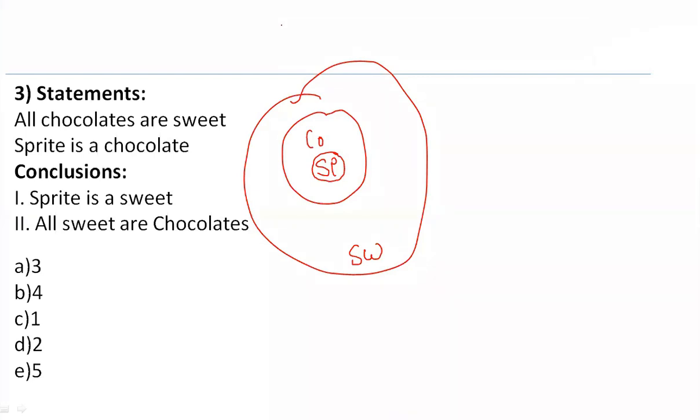Now check for the conclusions. You please answer which of the conclusions follows and what is the answer option for the question. I have drawn the Venn diagram. Please observe the Venn diagram and tell me which conclusion is true and what is the respective answer option for that conclusion.